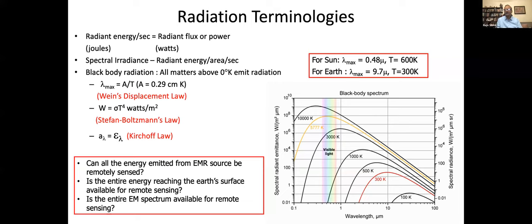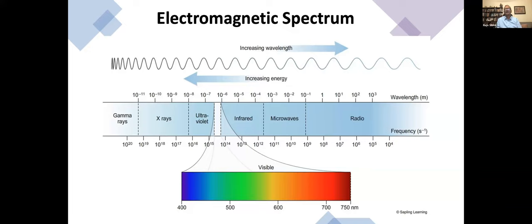Okay, this is how the black body spectra will look. You can see that for different temperatures, the spectra will be quite different. So let's first look at the electromagnetic spectra. This is the total electromagnetic spectra we are looking at. It starts from gamma rays to X-rays to ultraviolet, infrared, microwave, and eventually to the radio wave.